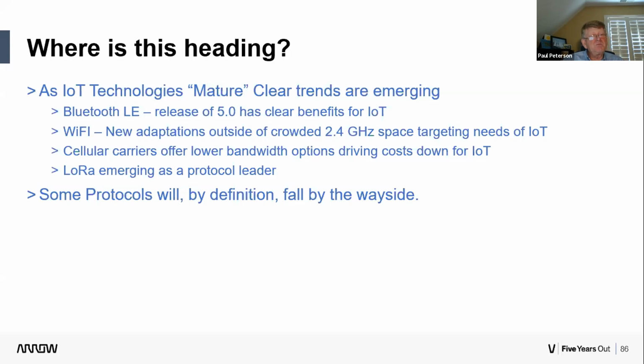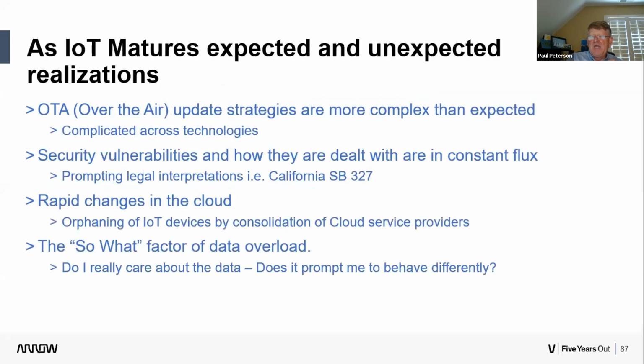Some protocols, unfortunately, by definition, will fall by the wayside. They're not going to be discontinued, but you may not see as much development around them. And I won't go into details of who the winners and losers are, other than obviously LoRa, cellular, and Wi-Fi are kind of the winners on this. But some of the other protocols, just because of lack of implementation, are not being readily accepted. As IoT matures, we're coming to some expected and unexpected realizations.